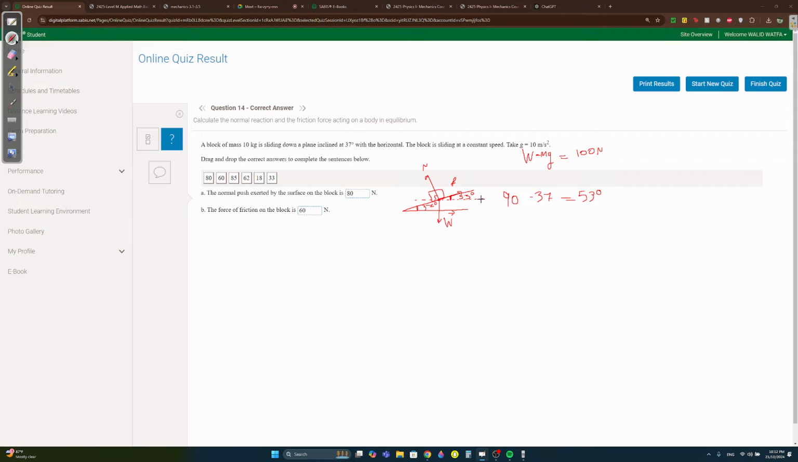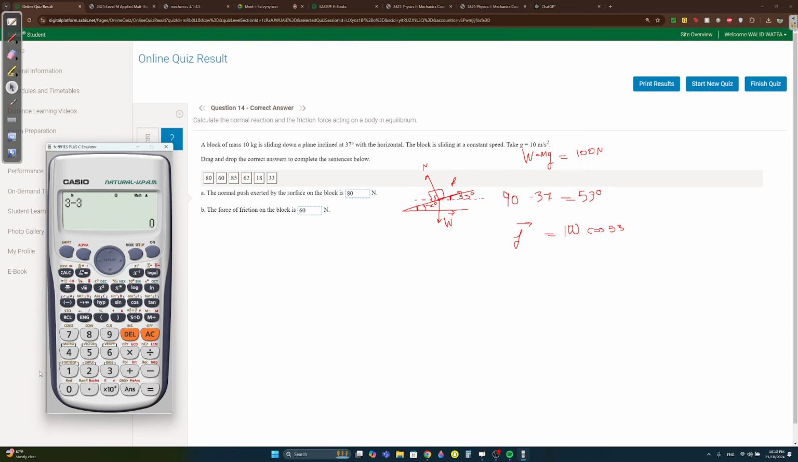Okay, here's what you do. I can give you a formula where you don't have to do any of this. You can just apply the numbers in a calculator. The force of friction is equal to the actual force we have, that's 100. And since it's horizontal, it's cosine 53, if I'm not wrong. Let me just see, because I feel like I'm doing something wrong.